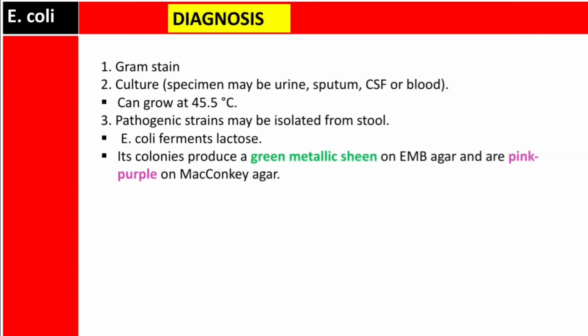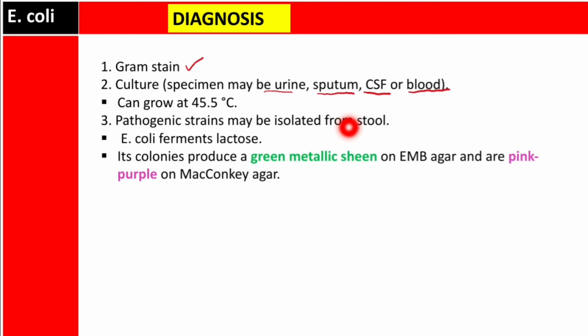General methods include gram staining because it's gram negative. We can also use culture. On culture, we take specimens from urine samples, sputum, cerebrospinal fluid if it is meningitis, or even blood. This bacteria can grow at 45.5 degrees Celsius. Pathogenic strains may also be isolated from the stools.